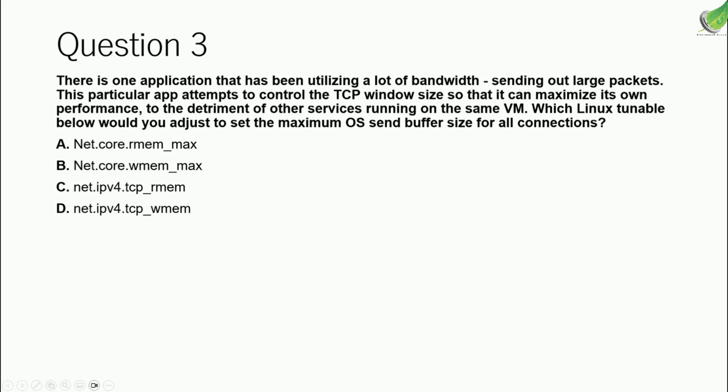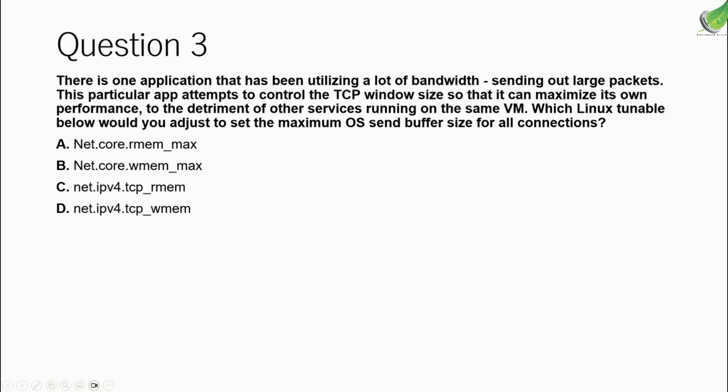Alright, to break this question down, let's first analyze the core problem. The situation is that a single application is hogging bandwidth by trying to maximize its own send buffer size. Our objective is to adjust a Linux operating system parameter to set a maximum limit for the send buffer size. This limit needs to apply to all connections to prevent this one application from causing problems for other services.